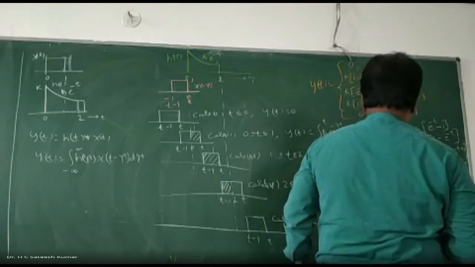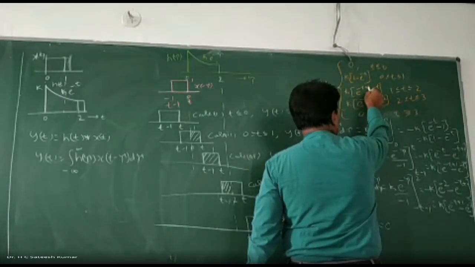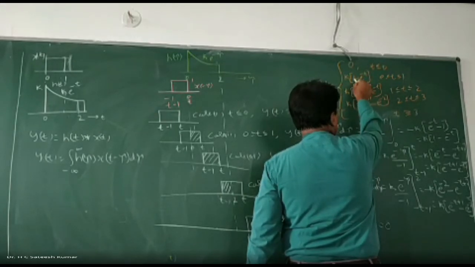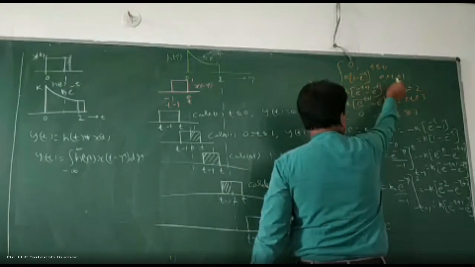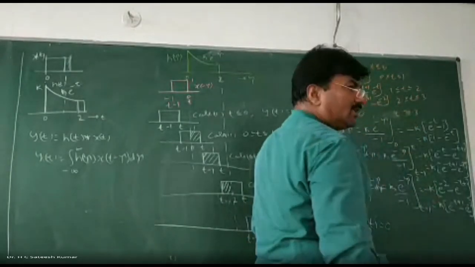Okay. When t is equal to 1, what will I get? E to the power of minus 1 plus 1, 0. And e to the power of 0 is 1. Therefore, you get 1 here. And e to the power of, what is that? Here we got 1 minus 1. Here also we got minus 1. It is correct.